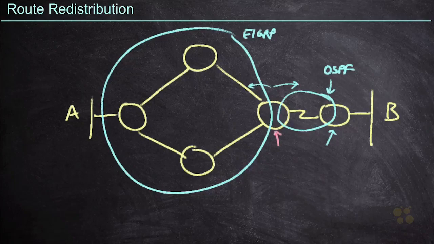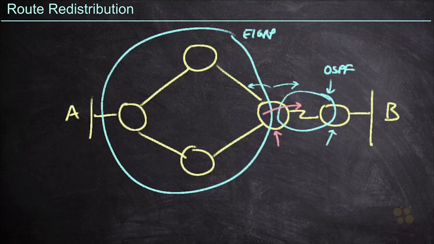This router here in the middle, the one that's running two different routing protocols, is going to be able to take those routes, not automatically, but when we manually configure it to do so, we're going to take those EIGRP routes and inject them into the OSPF domain. This is known as one-way redistribution. We're taking routes from one domain and injecting them into the other.